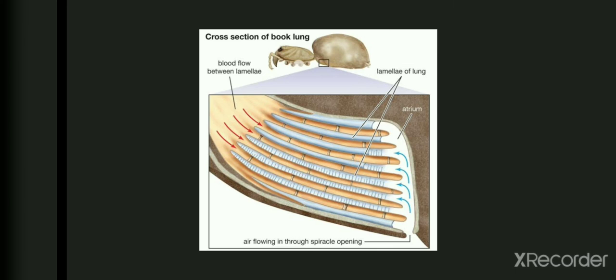Last one is book lung. Book lungs are the respiratory organ of the scorpion. Scorpion has four pairs of book lungs. Each book lung consists of stigma, atrial chamber, lamellae and pulmonary chamber. There are many respiratory organs among the kingdom Animalia.